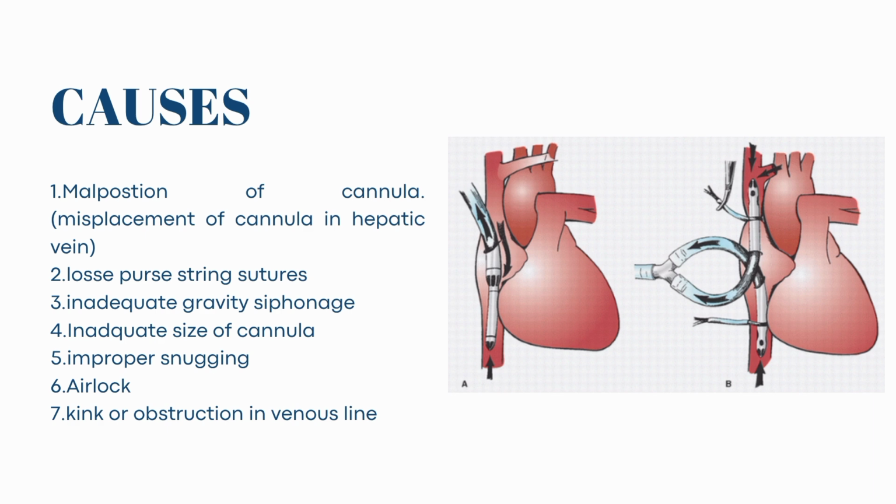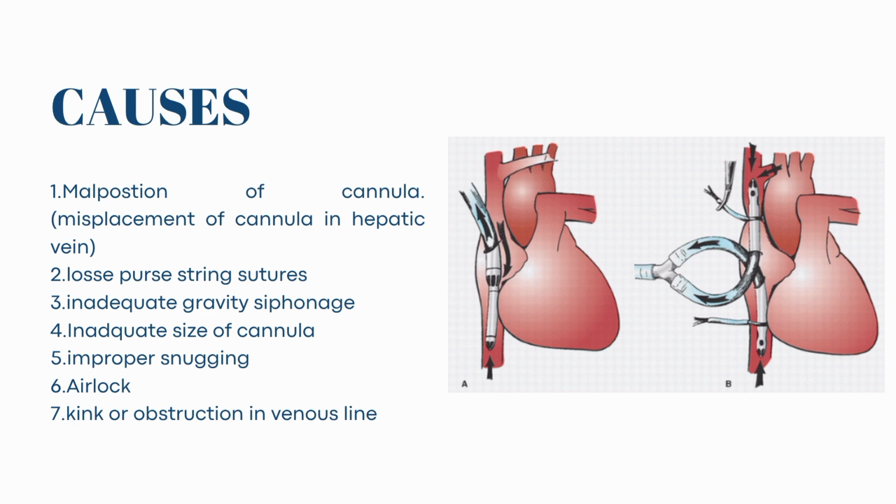And the improper snugging, airlock, especially airlock occurs in the venous line, not in the other parts of the CPB. So airlock in the venous line completely stops the blood towards the reservoir. In case we have airlock in the venous line, we have to double clamp below the airlock and disconnect the venous line from the venous cannula. We can pour the priming solution and then reconnect it. Kinking or obstruction in the venous line is another cause.